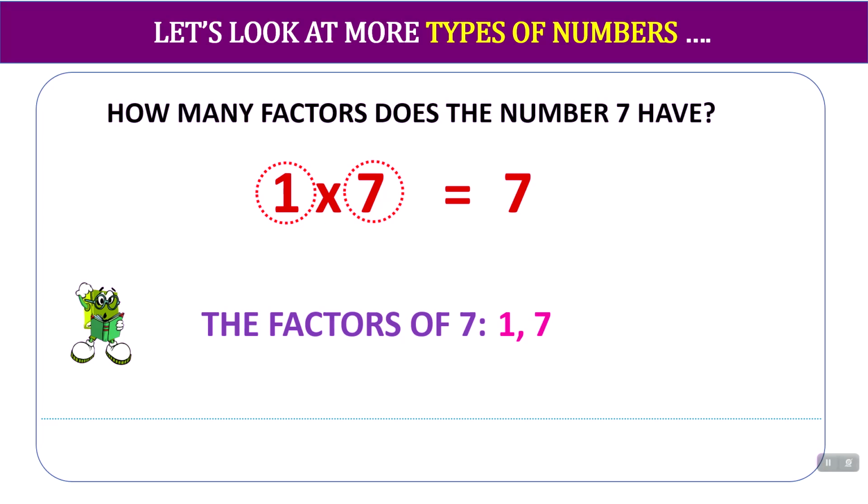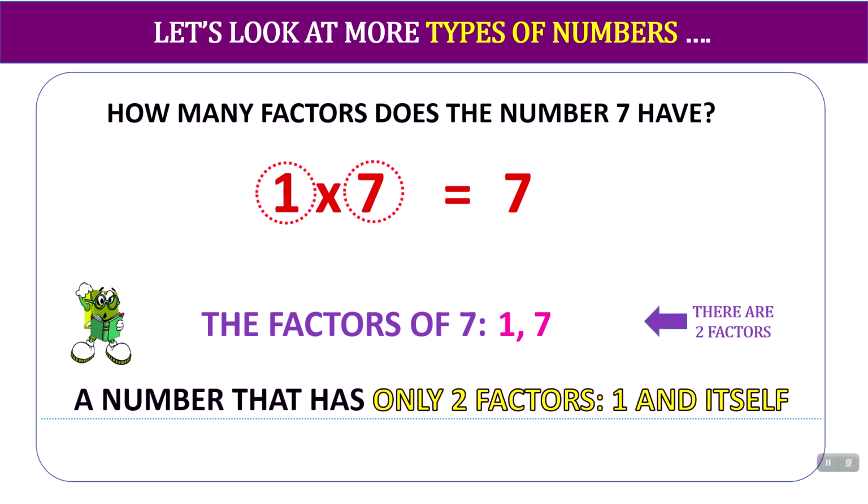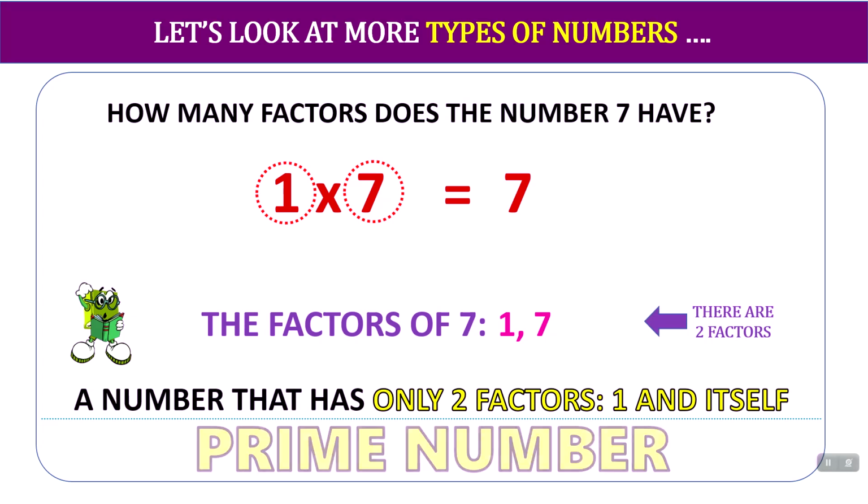And how many factors does the number 7 have then? We can see that the numbers 1 and 7, that's 2 factors. And a number that has only 2 factors, and they are 1 and the number itself, in this case, those numbers are known as prime numbers.